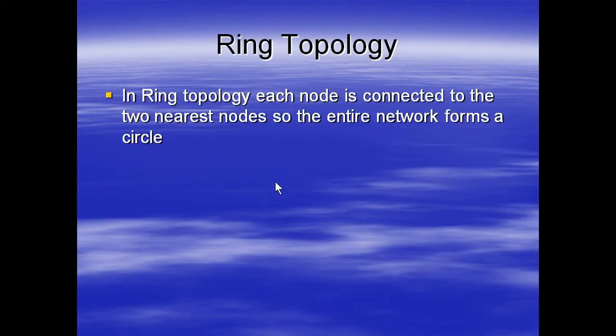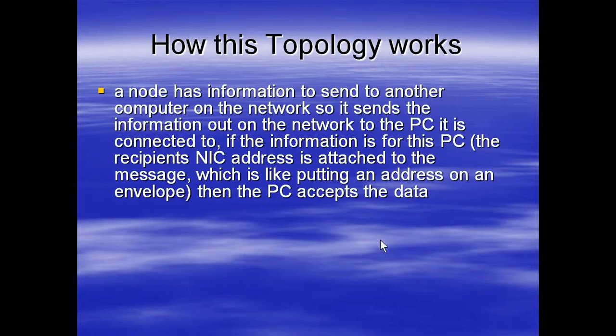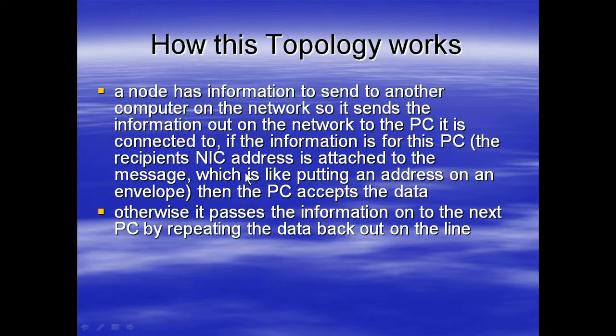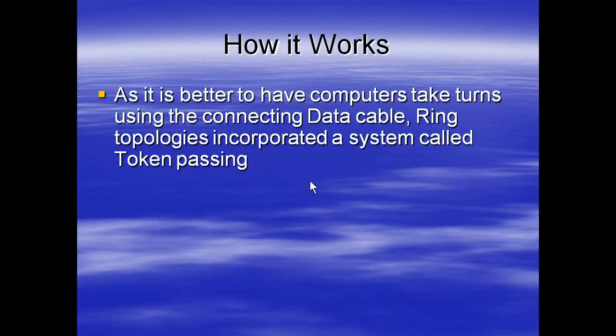Then comes the ring topology. Let me show you how this is seen. This is the ring topology. Each system is connected to two other systems, and data only travels in one direction on a ring network. In a nutshell, when a message is sent, a ring is governed by a token. The system which has the token can only send the data, and the others have to wait.